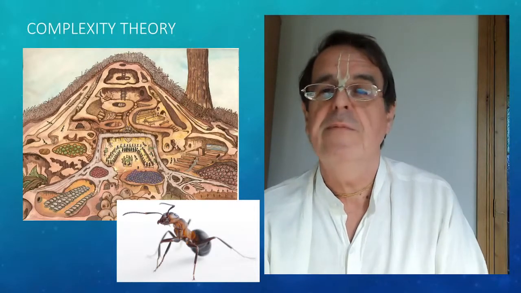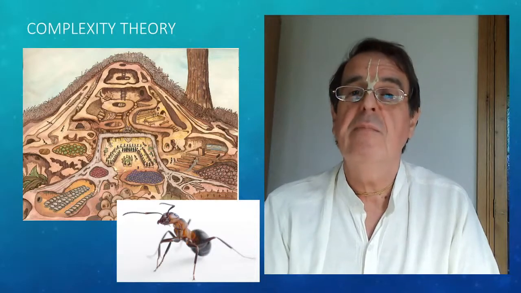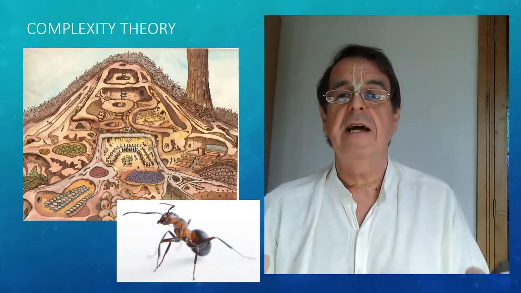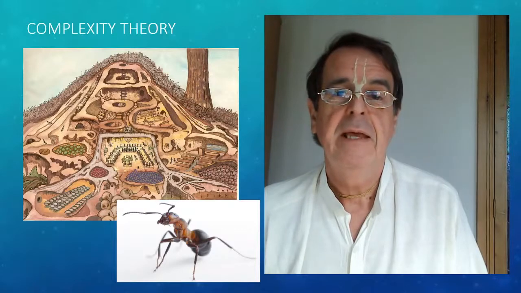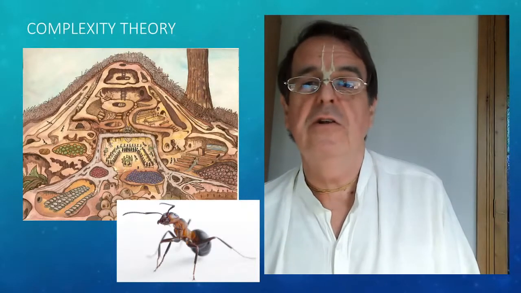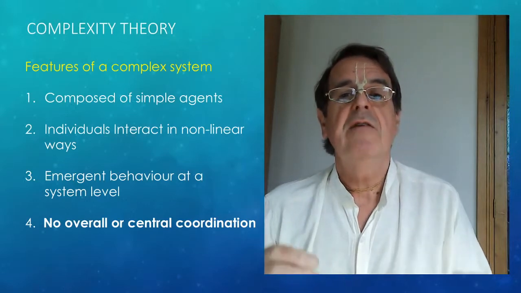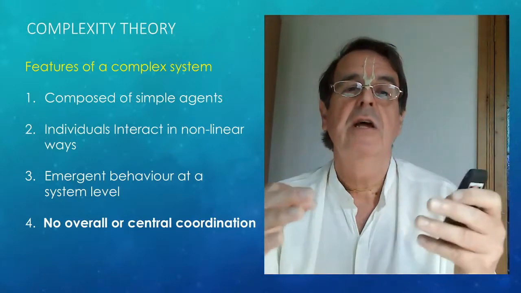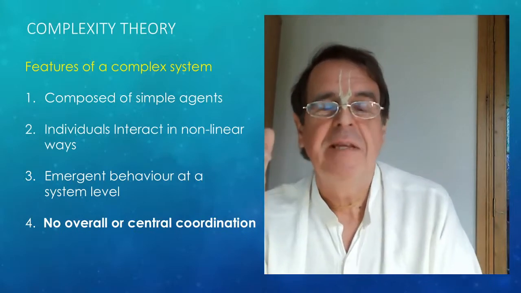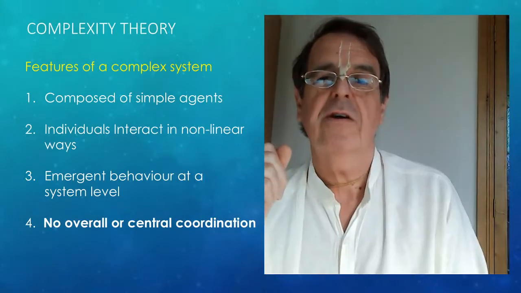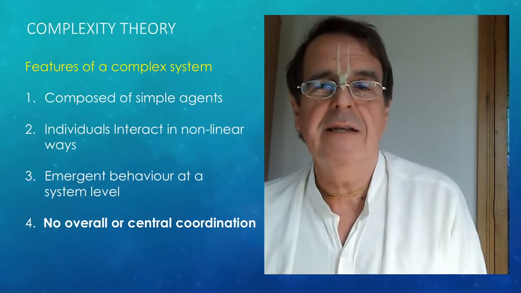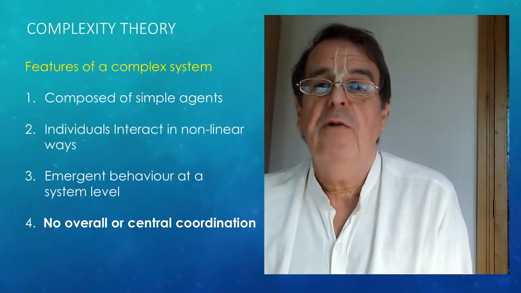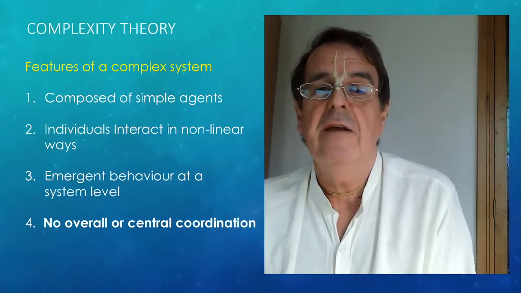Now, the reason for calling it emergent is that it is assumed that the complexity has emerged without having been organized or coordinated by any centralized or overall entity or power. So this is the fourth and perhaps the most vital conclusion of complexity theory, that a complex system does not seem to have any overall or central coordination. However, this fourth conclusion really only works because it rests specifically on item number 2, i.e. the ability of individuals who make up the whole thing to interact in non-linear ways.